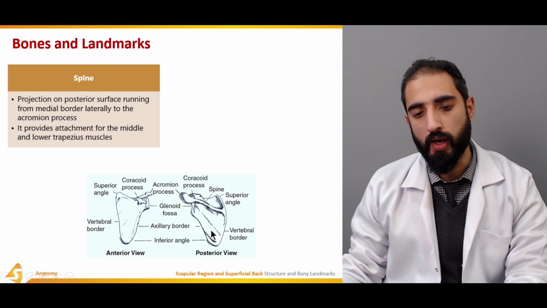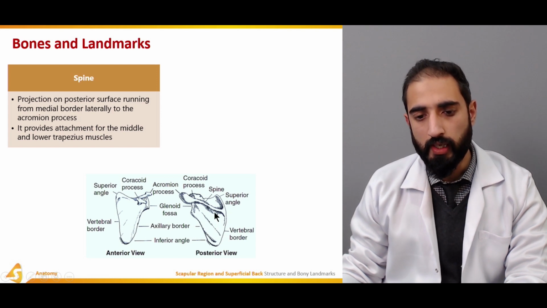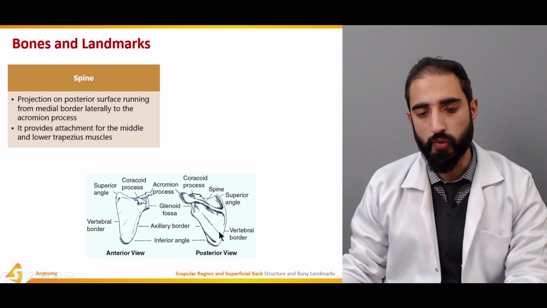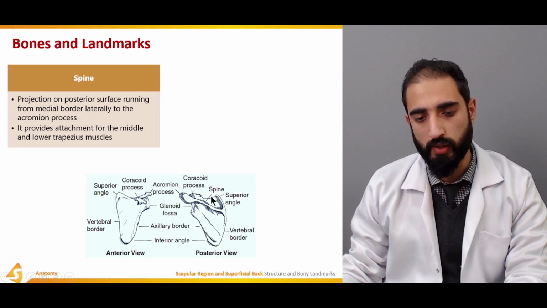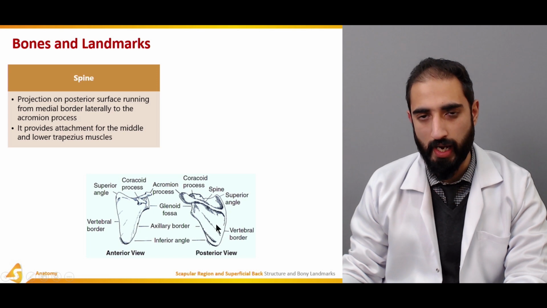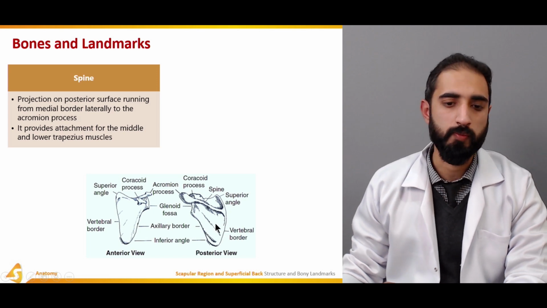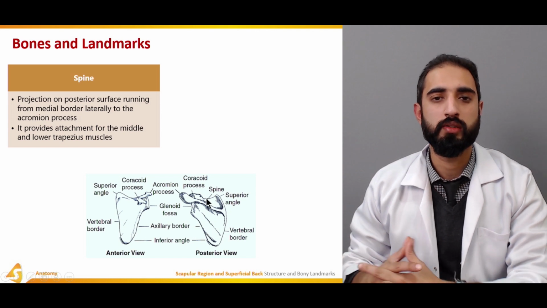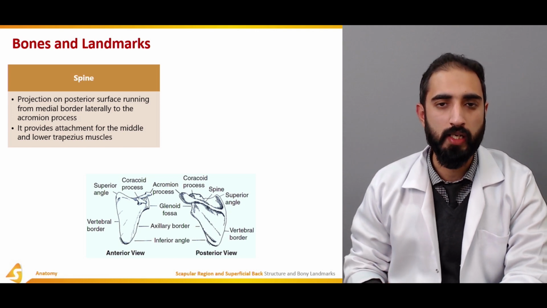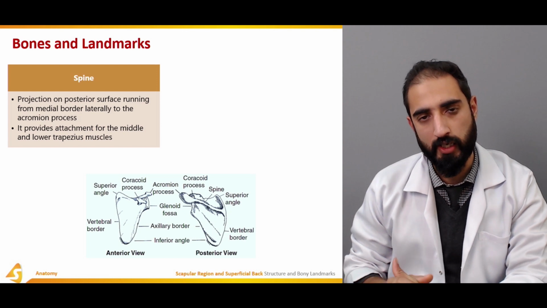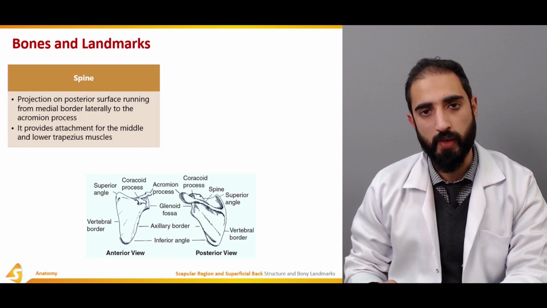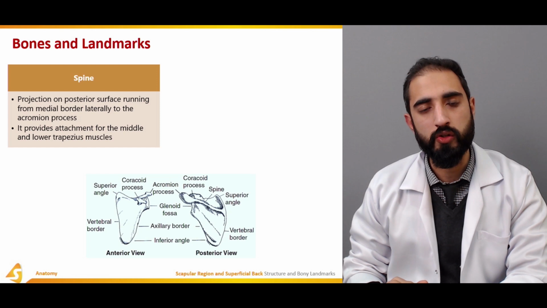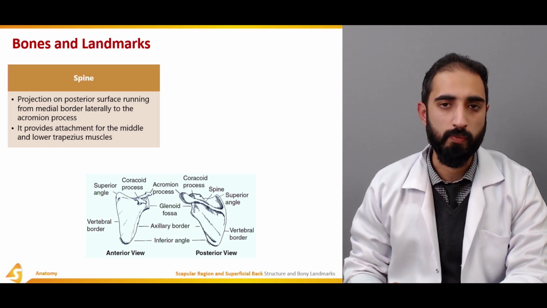This also divides the dorsal aspect of the scapula into two regions. One is the supraspinous region or the supraspinous fossa, and one is the infraspinous region or the infraspinous fossa. The supraspinous fossa is the site of origin of the supraspinatus muscle, and the infraspinous fossa is the site of origin of the infraspinatus muscle. Moreover, it also provides an attachment site for the middle and lower fibers of the trapezius muscle.